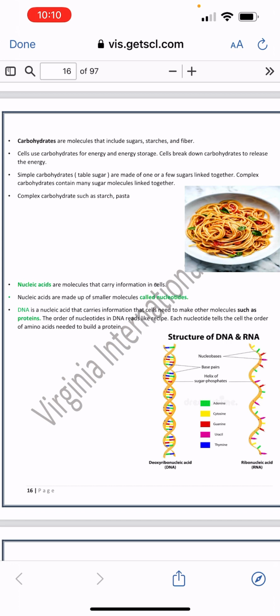We have simple carbohydrates and complex carbohydrates. The simplest is the sugar, it's a small part of a big thing. So the simple carbohydrate is like table sugar. It's made up of a few sugars linked together, while the complex is made up of many molecules that are bonded together, such as starch.